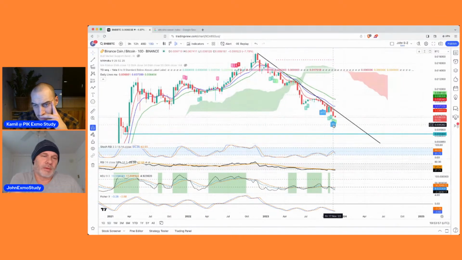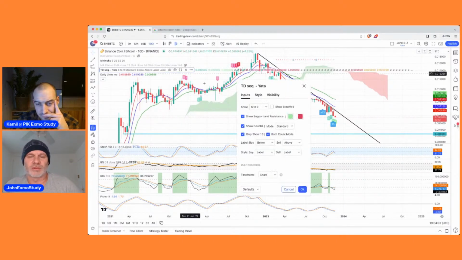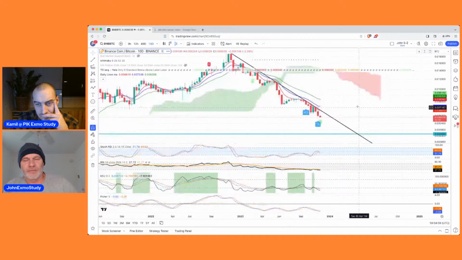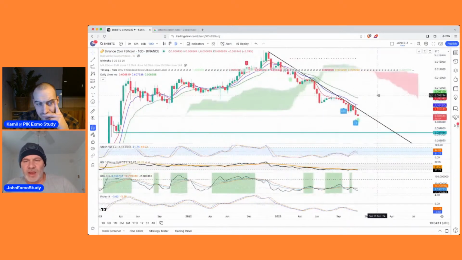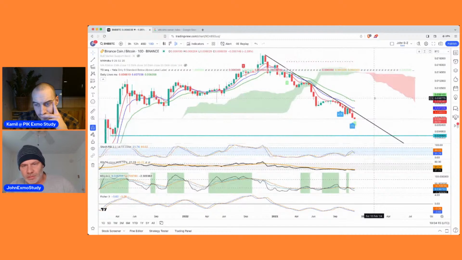But look again at your indicators. The RSI looks horrible. The Stochastic looks horrible. We tried to create a bullish divergence between April and like July, and it failed. So it's just fail after fail after fail. I wouldn't touch this thing with a 10-foot pole until we get past it.